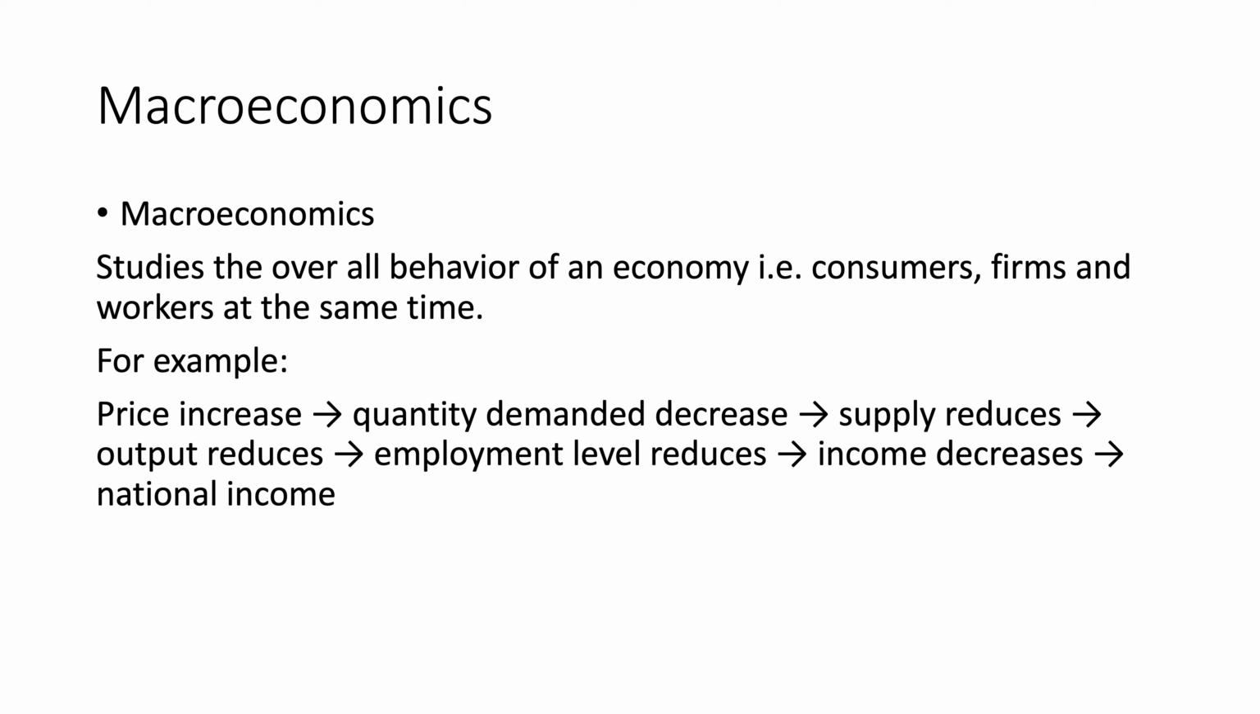So if we restrict ourselves to only price and quantity demanded, it is micro. But if we want to include all other variables at the same time, it turns into macroeconomics. When we observe price and quantity demanded, consumers, supply and output, firms, and then employment and income, that affects the workers' behavior at the same time.